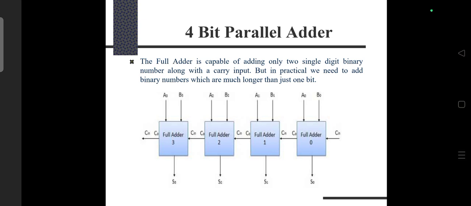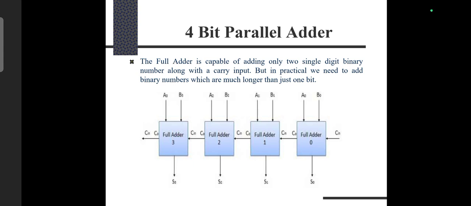Based on this full adder, we can construct the 4-bit parallel adder. That is, we can increase the number of bits given to A and B. So far we have given only a single bit as input, but we can extend this from 0 to n bits. Here we can see the 4-bit representation.